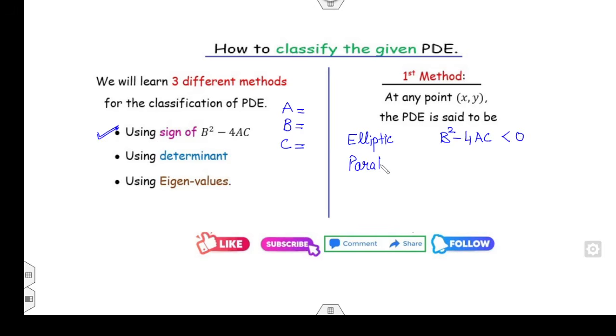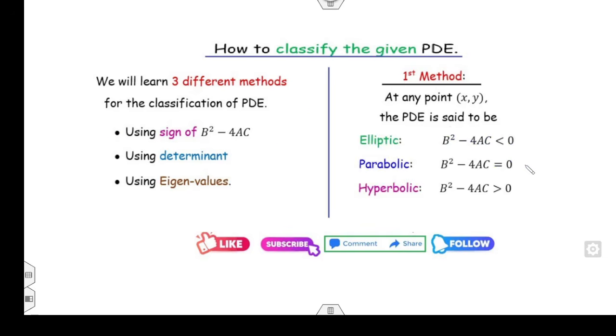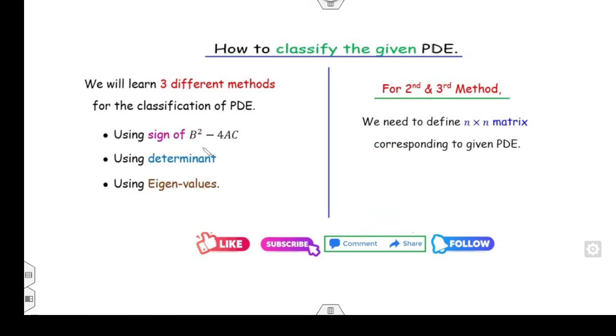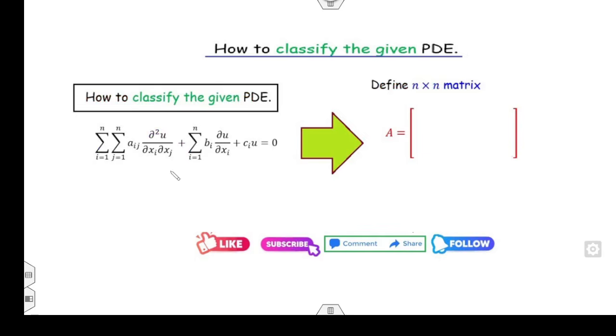It comes to be parabolic when b square minus 4ac is equal to 0, and hyperbolic whenever b square minus 4ac is greater than 0. The second method is to define the determinant and the eigenvalue. We all know that we can find the determinant and eigenvalue of anything when we first construct the matrix A. So our first target is to construct the n cross n matrix. How do we build it? Whenever you have a partial differential equation, look at how many independent variables.